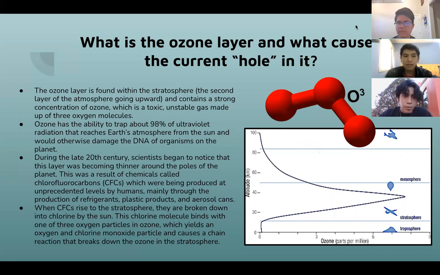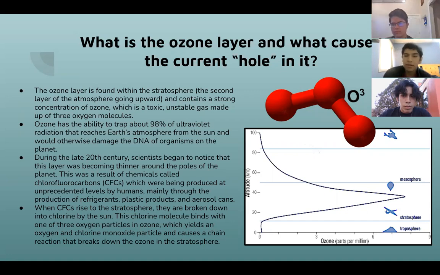And it contains a strong concentration of ozone, which is a toxic, unstable gas made up of 3 oxygen molecules, as shown in this picture. Ozone has the ability to trap about 98% of ultraviolet radiation that reaches Earth's atmosphere from the sun, and it would otherwise damage the DNA of organisms on the surface.